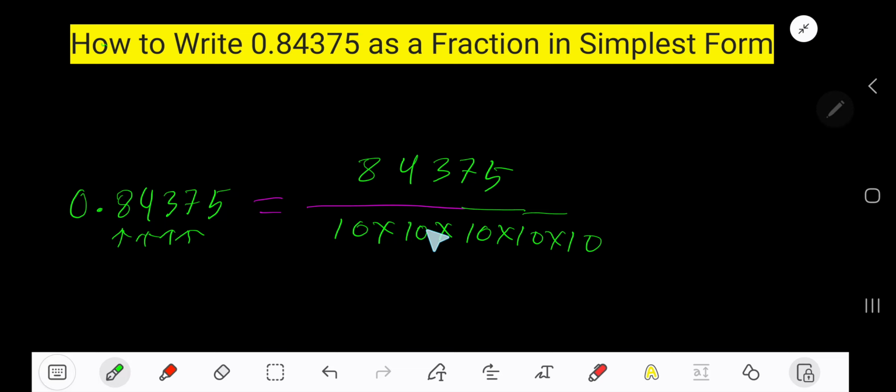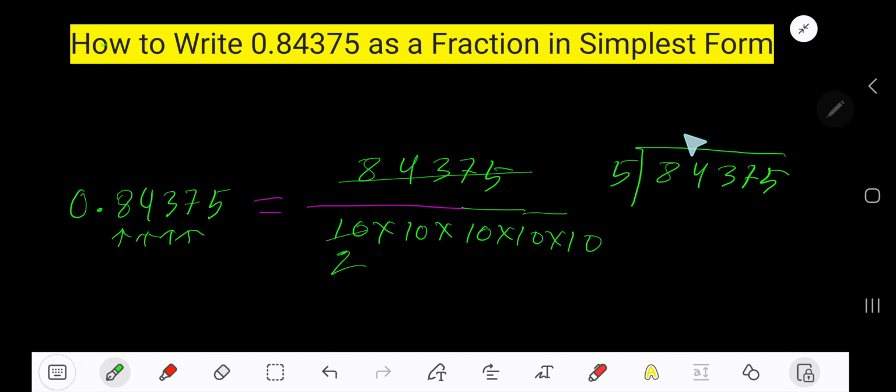This number is divisible by 5. This number is also divisible by 5. This number is divisible by 5 because the last digit is 5. This number is divisible by 5 because the last digit is 0. So if you divide this 10 by 5, you will get 2. If you divide this number by 5, what will you get? Look here. Let me show you the result.